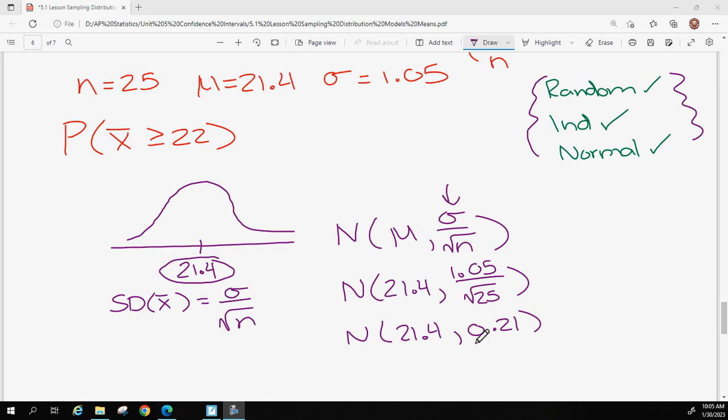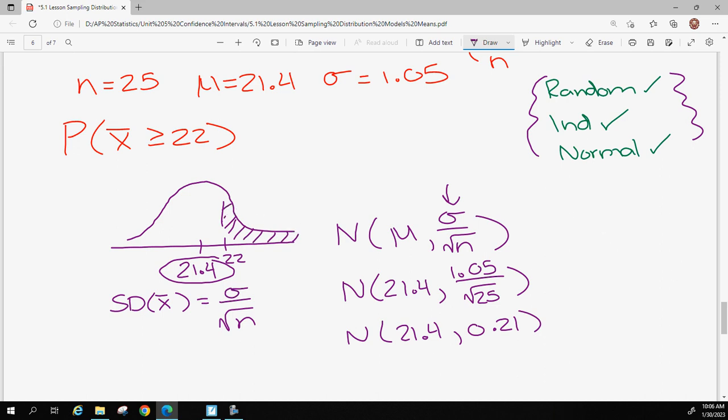And so now we can use some ideas that we used in the past. We want to know the probability that our average of 25 students' composite scores is greater than or equal to 22. So 22 is going to be somewhere over here. I don't know exactly where. Greater than is going to be to the right.